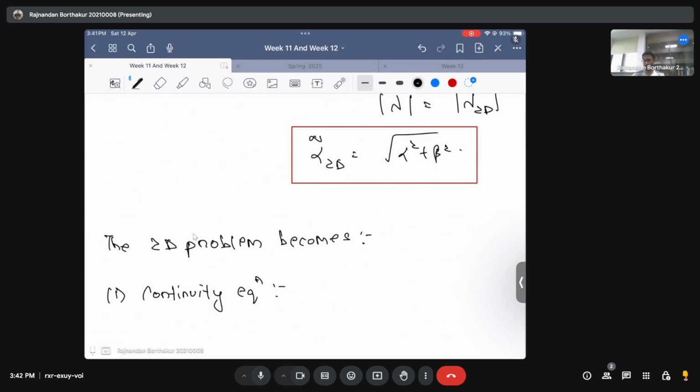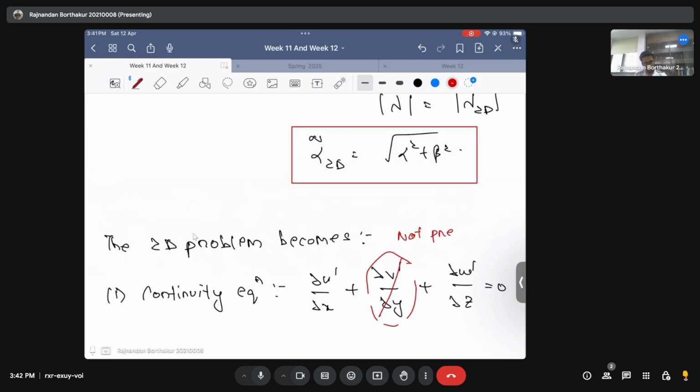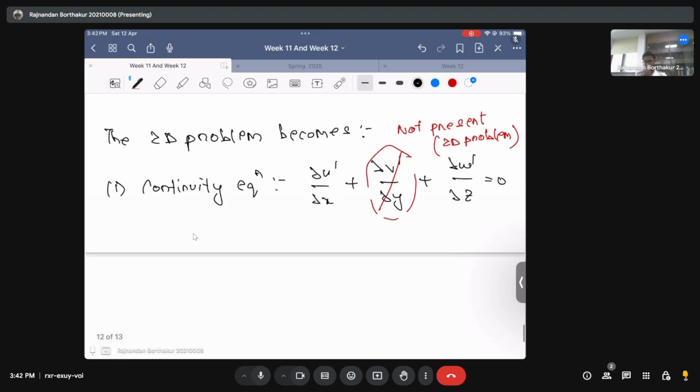It says that del u prime by del x plus del v prime by del y plus del w prime by del z is equal to 0. But we know that we are in the 2D problem, so this term is not present, since we are dealing in 2D flow. We are in the 2D problem. Which means if you substitute now, so then what does it become?